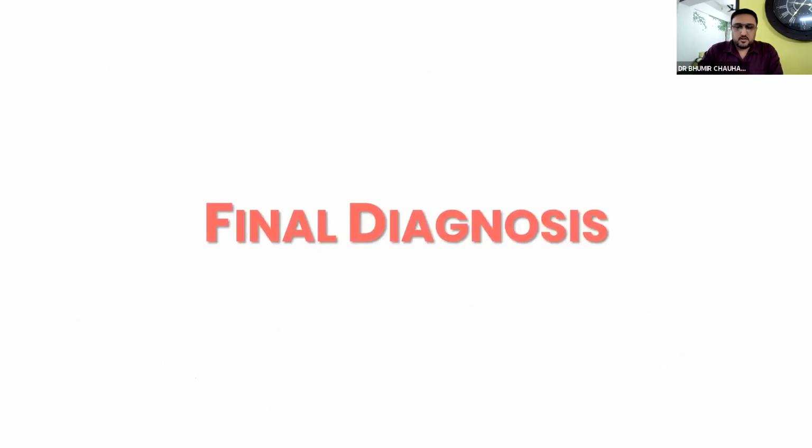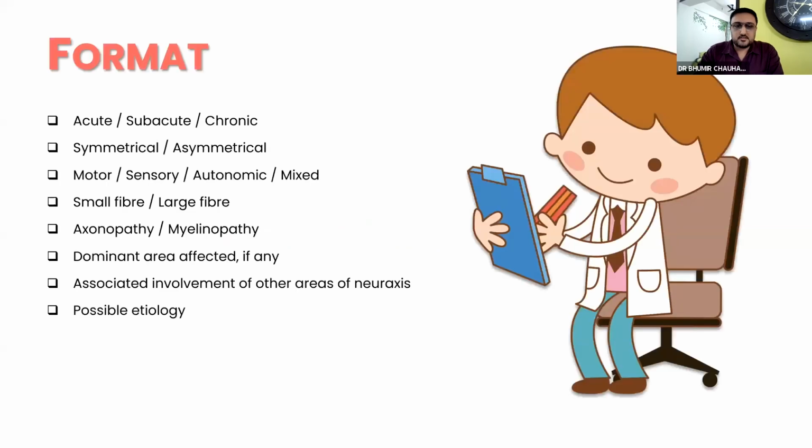So once you have done your etiological workup and everything, then comes the final diagnosis. The final diagnosis in a case of peripheral neuropathy. If you are in an exam, I think the examiner will expect you to tell the diagnosis in a proper chronology and a proper method. If you are successful in doing so, I am very sure you will be passing out with flying colors. So this is the format for how you describe the diagnosis of peripheral neuropathy.